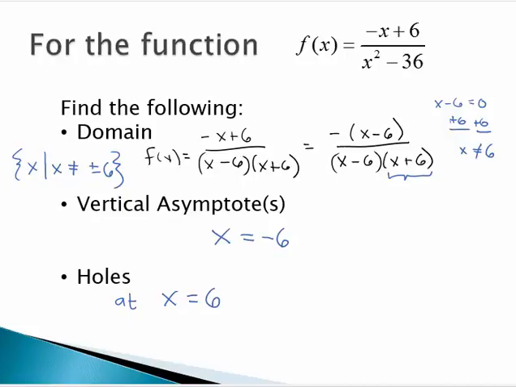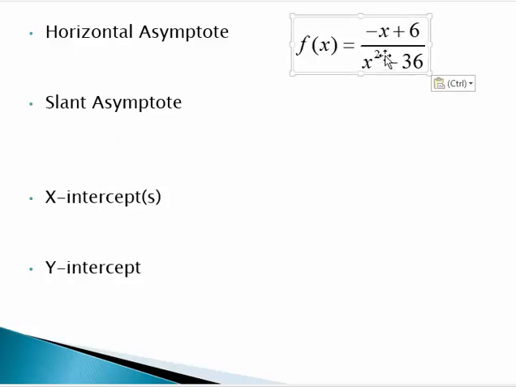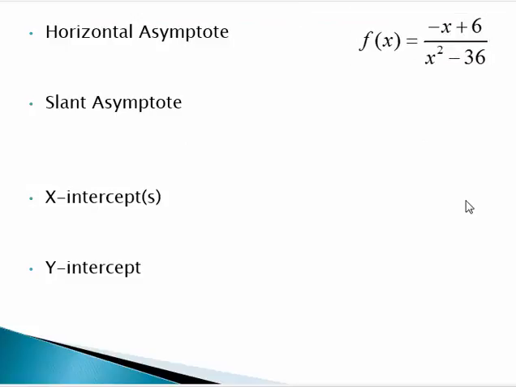Moving along, horizontal asymptotes. Let me bring this function with us to the next slide. Horizontal asymptotes, we've learned that if the degree of the denominator is larger than the degree of the numerator, which in this case it is, the degree in the denominator is 2, the degree in the numerator is 1, that means your horizontal asymptote is y equals 0. As x goes to infinity, the denominator gets so much bigger, your whole fraction goes to 0.